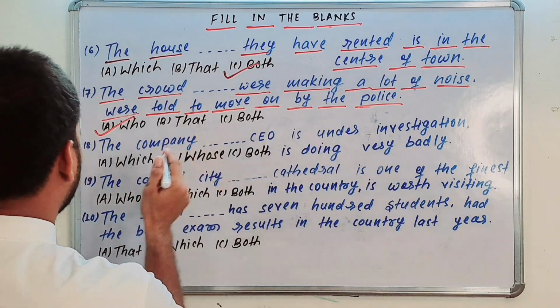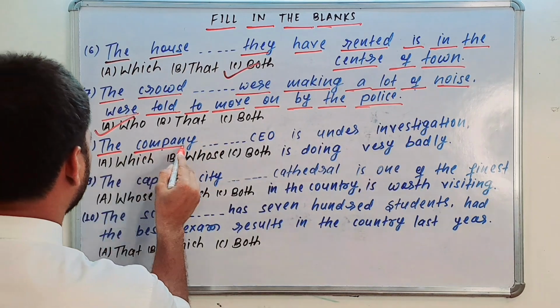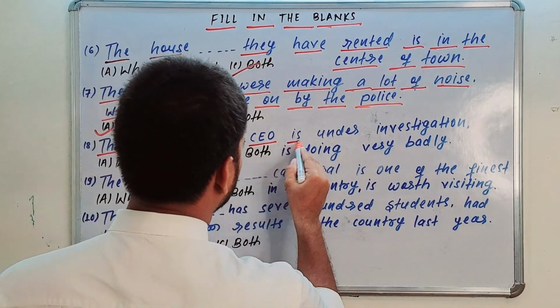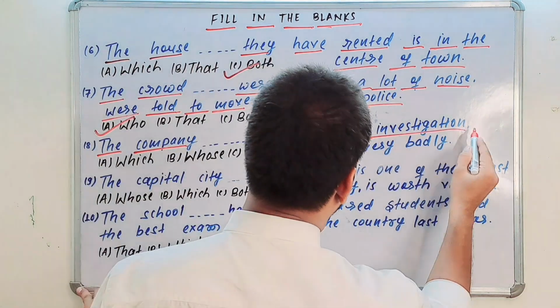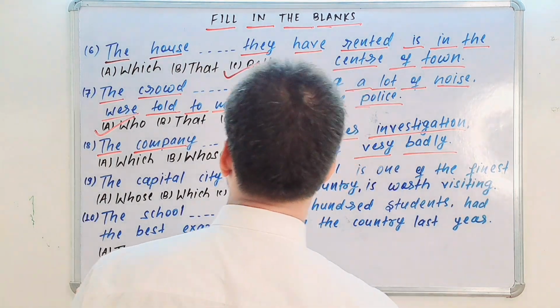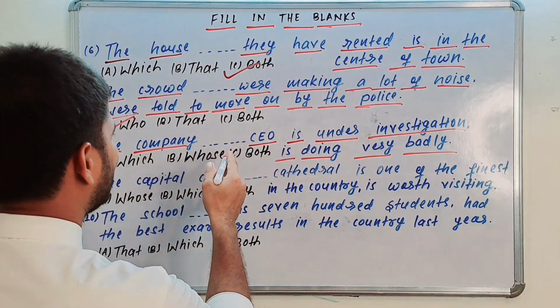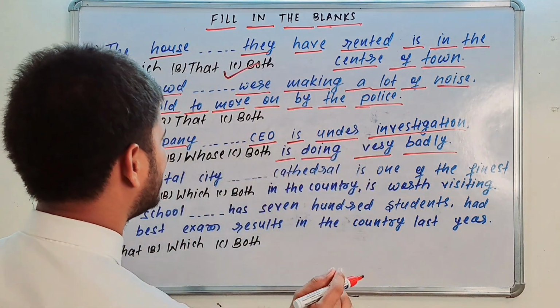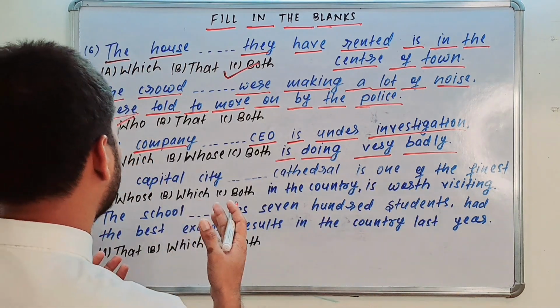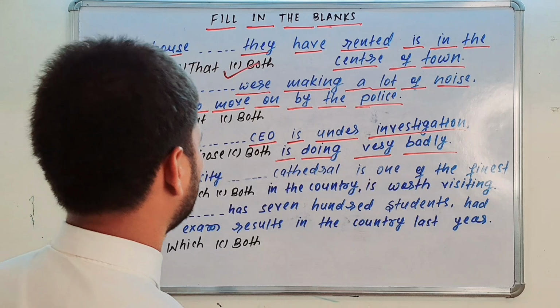The company dash, here see, the company dash CEO is under investigation, is doing very badly. The company dash CEO is under investigation, is doing very badly. That means here, the company dash CEO.